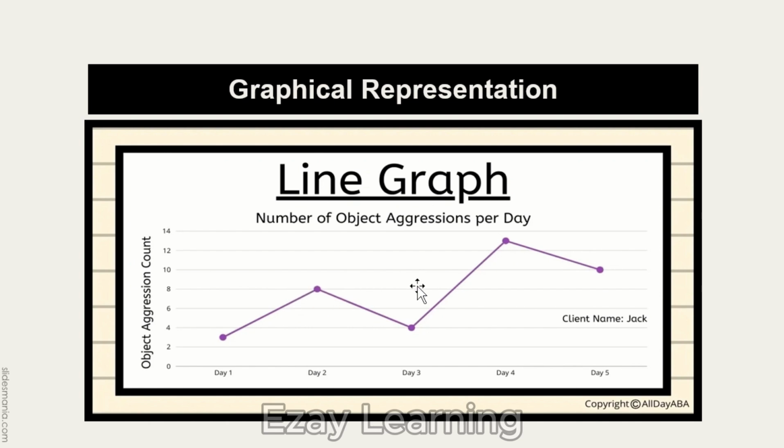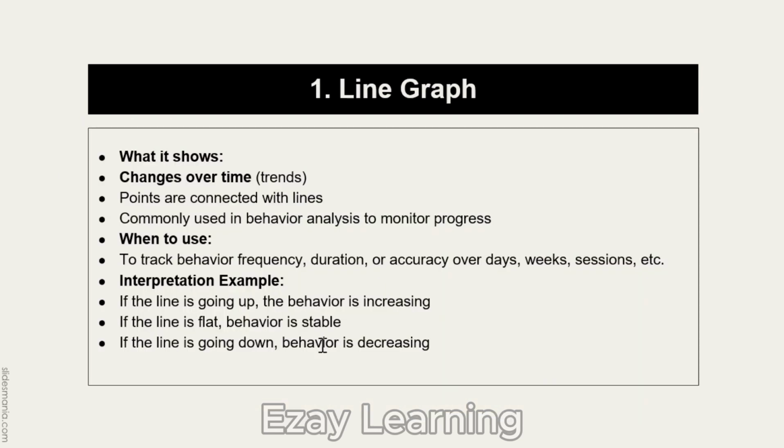If the line is straight, we say that the behavior is stable. The same is mentioned here. Interpretation example: line is going up, behavior increasing; line is flat, behavior is stable; and if the line is going down, behavior is decreasing. We use a line graph to track behavior frequency, duration or accuracy over days, weeks or sessions.